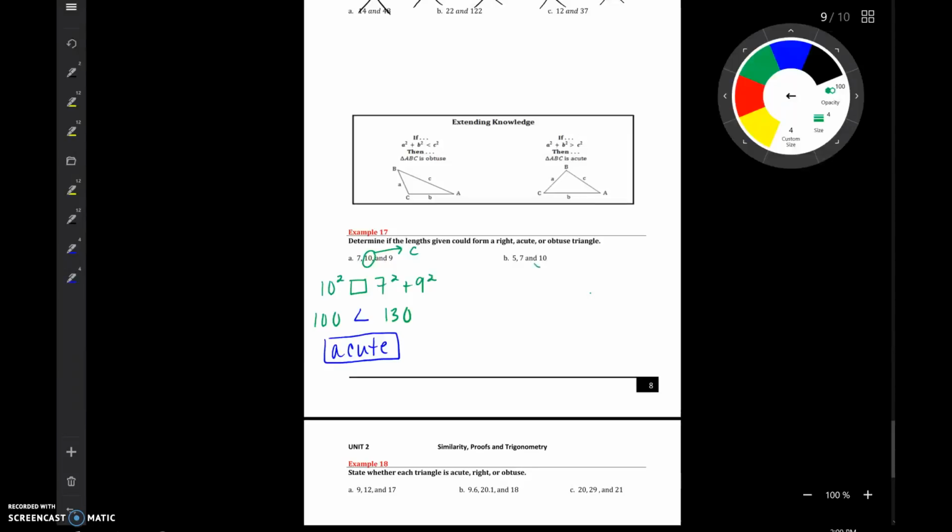In part B, C again would be 10. 10 squared compared to 5 squared plus 7 squared. We get 100 again. And then 5 squared plus 7 squared would give me 74. Now we make our conclusion. 100 is greater than 74, therefore the triangle would be classified as obtuse.